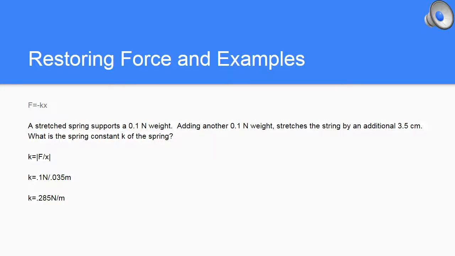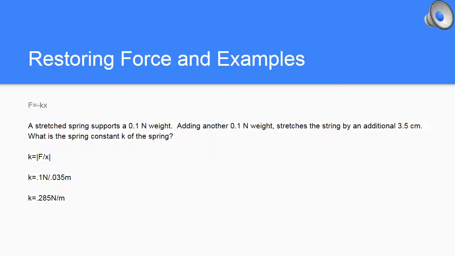So, for our restoring force example, we have a stretched spring that supports a 0.1 Newton weight. Adding another 0.1 Newton weight, it stretches the spring by an additional 3.5 centimeters. What is the spring constant of the spring? So we're going to use Hooke's law, F equals negative kx. But since the spring is stretched, it negates the negative, so we're going to have a positive kx.